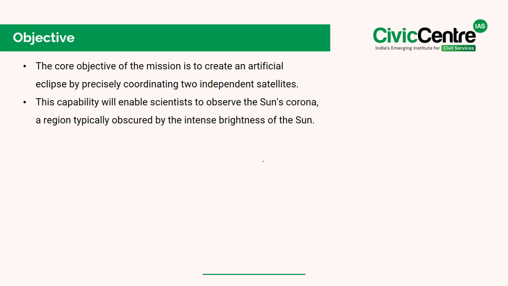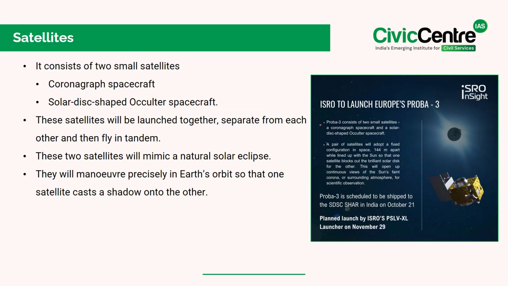Now, what are the objectives of the mission? See, the core objective of the mission is to create an artificial eclipse by precisely coordinating two independent satellites. So, this capability will enable the scientists to observe the sun's corona, which is a region typically obscured by the intense brightness of the sun. Know that it consists of two small satellites, a coronagraph spacecraft and a solar disk-shaped occulter spacecraft. Now, these satellites will be launched together, then separate from each other and then fly in tandem. So, these two satellites will mimic a natural solar eclipse. Furthermore, they will maneuver precisely in Earth's orbit so that one satellite casts a shadow on the other.